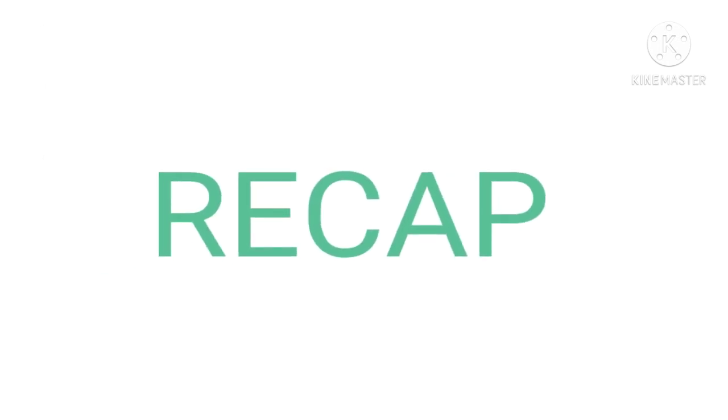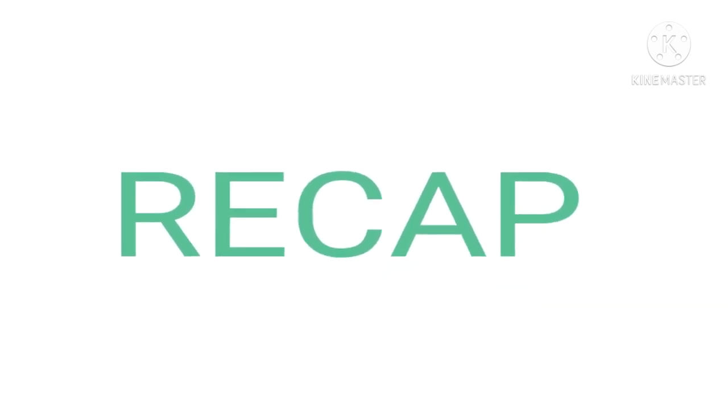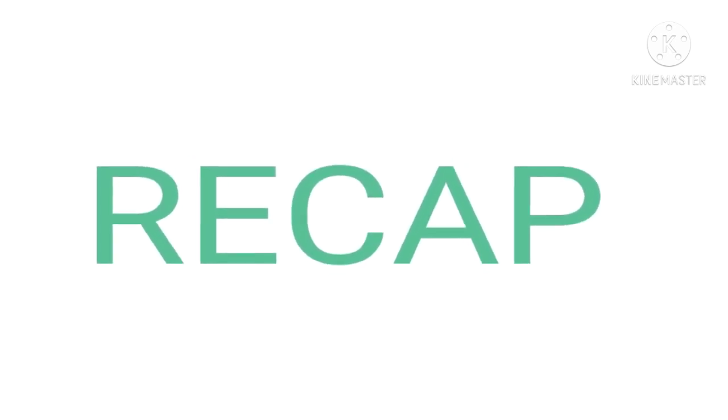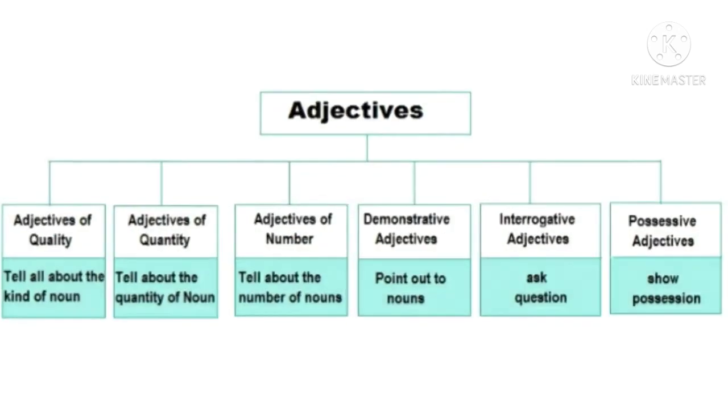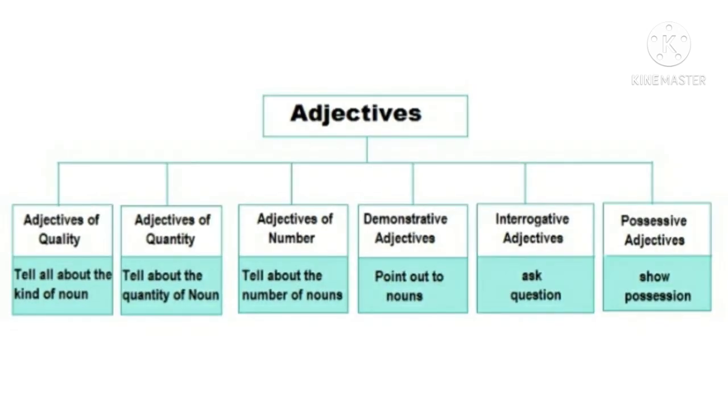Students, we discussed all the 10 types of adjectives, but mostly adjectives are divided into 6 important divisions or types, like adjectives of quality that tell us about the kind of a noun, adjectives of quantity that tell about the quantity of a noun, adjectives of number that tell about the number of nouns, demonstrative adjectives that point out the nouns, interrogative adjectives that ask questions, and possessive adjectives that show possession.